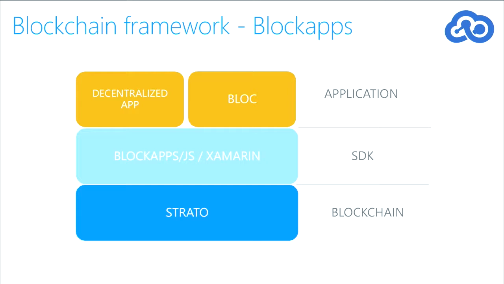So BlockApps.js is a library that you can pull down. It's a node-based library. You can pull it off NPM. It's up there in the public repository. And then there's also one that's just called Block. Now, I'll talk about the differences between those two in a second, but both of those things are basically built to be a wrapper around Strato.